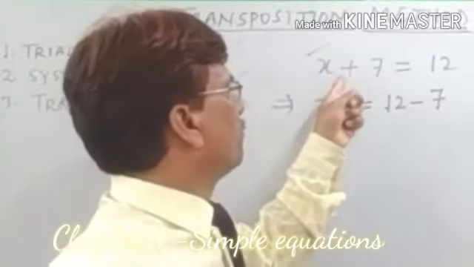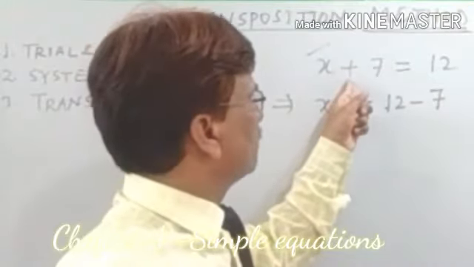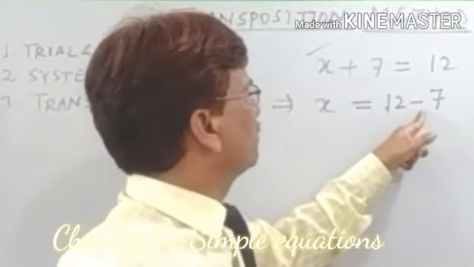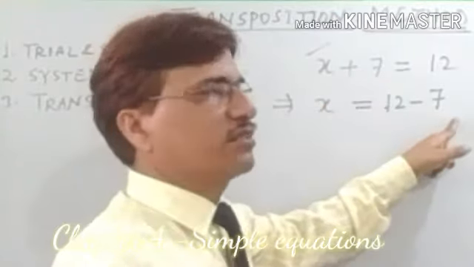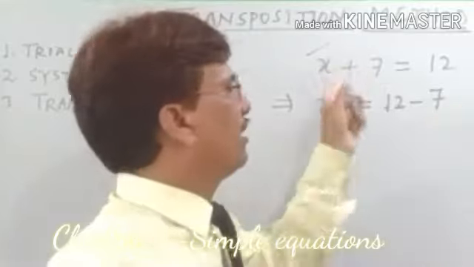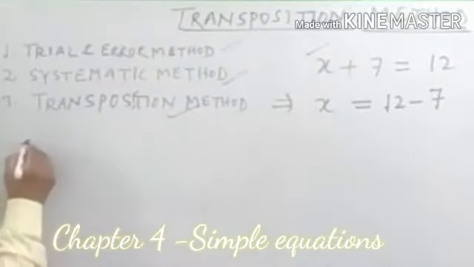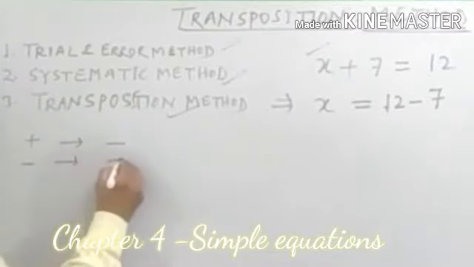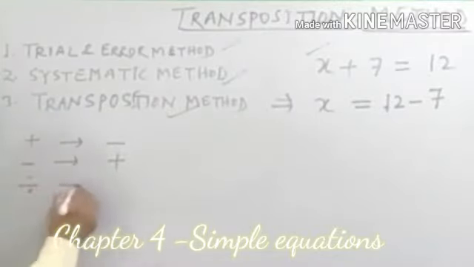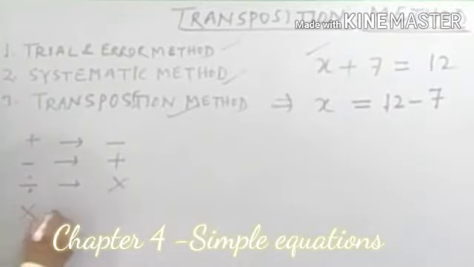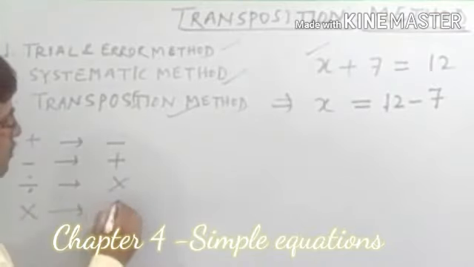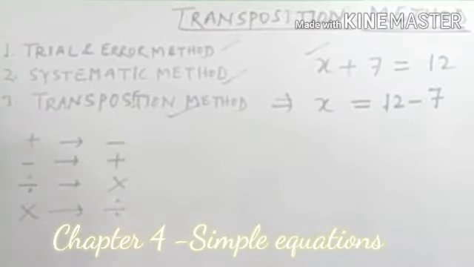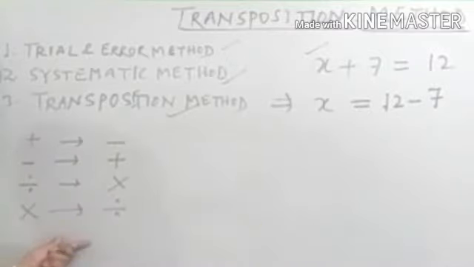Change the sign. Plus sign will be minus, minus sign plus, multiplication becomes division, and division becomes multiplication. When we transfer the number, we have to change the sign. Okay.